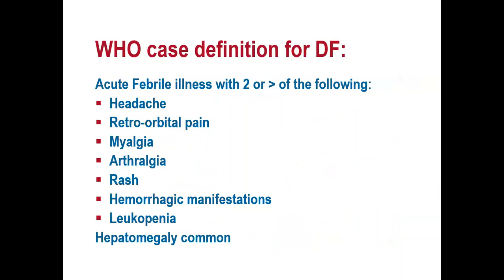WHO case definition of dengue hemorrhagic fever. According to WHO, it is an acute febrile illness with two or more of the following: headache, retroorbital pain, myalgias, arthralgia, rash, hemorrhagic manifestations, leukopenia, and hepatomegaly.